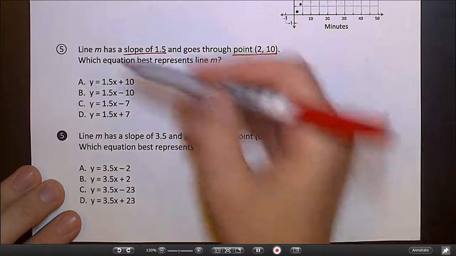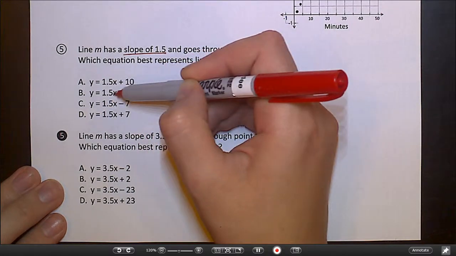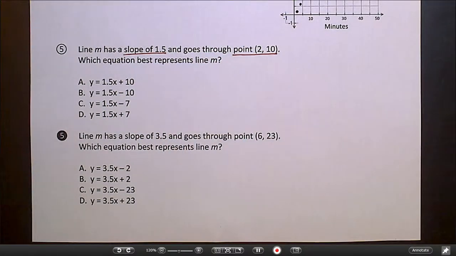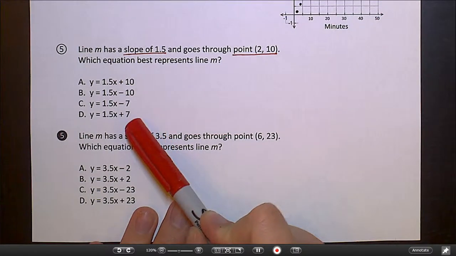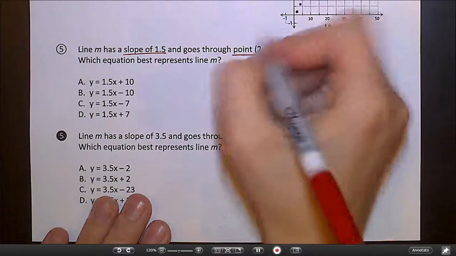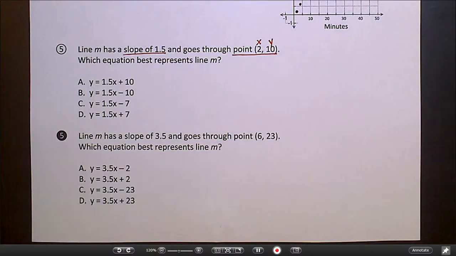So let's see if we can get rid of anything here. Y equals 1.5x, y equals 1.5x. Okay, they all start with y equals 1.5x, so I can't get rid of anything there. So now what I need to do, the quickest and easiest way to actually figure out your equation will be to plug this point into each equation and see which one ends up being equal. So we need to remember that 2 is our x value and 10 is our y value. That's really important that we know which is which.